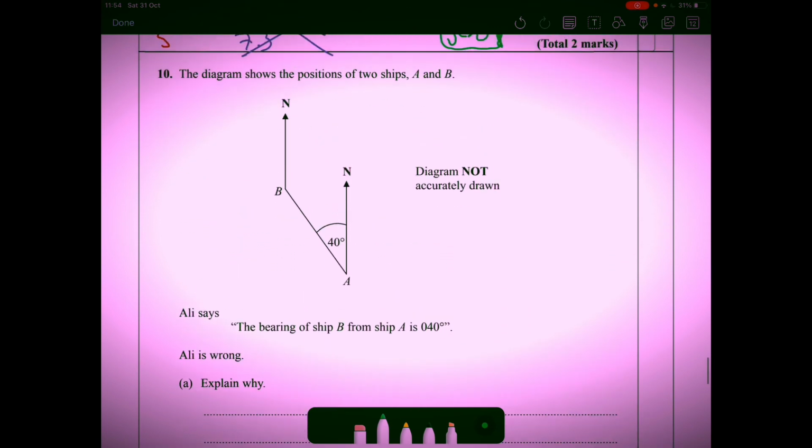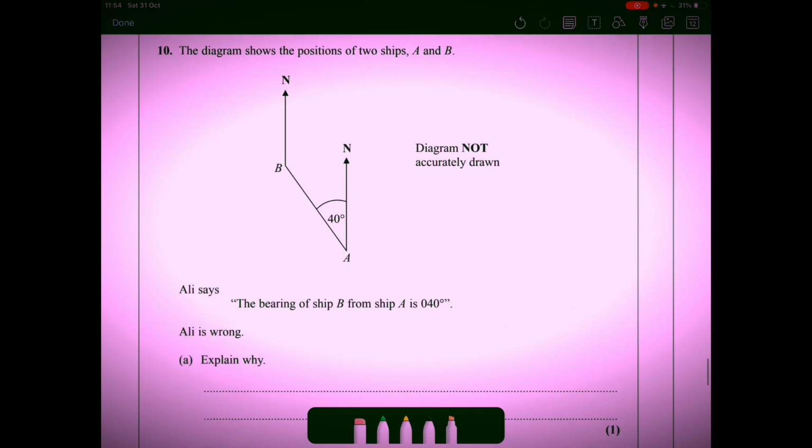Okay, question 10. The diagram shows the positions of 2 ships, A and B. Ali says the bearing of ship B from ship A is 040 degrees. This topic is bearings. The bearing of ship B from ship A, so we're starting here, is 040. Ali is wrong, explain why. A really easy one here.